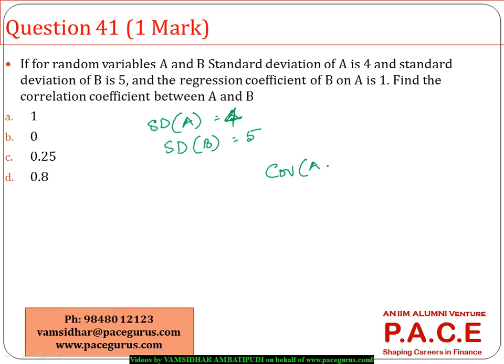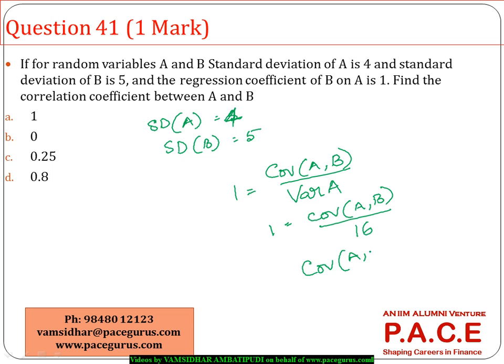Covariance between A and B divided by the variance of A. That is what we call the regression coefficient. So this regression coefficient of B on A is given as this much, which means from here I can find out the covariance between A and B. What is the variance of A? Variance of A is 16. So from here we get covariance between A and B is equal to 16.